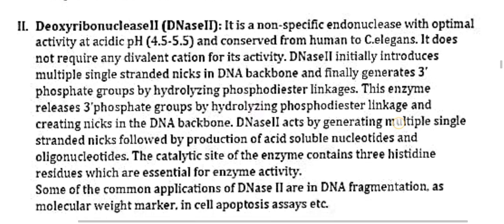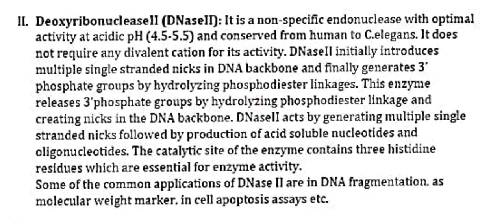Then deoxyribonuclease 2, DNase 2. This is a non-specific endonuclease with optimal activity at acidic pH 4.5 to 5.5 and conserved from human to C. elegans. It does not require any divalent cation for its activity. DNase 2 initially introduces multiple single-stranded nicks in the DNA backbone and finally generates 3' phosphate groups by hydrolyzing phosphodiester linkage. This enzyme releases 3' phosphate groups by hydrolyzing phosphodiester linkage and creating nicks in the DNA backbone.